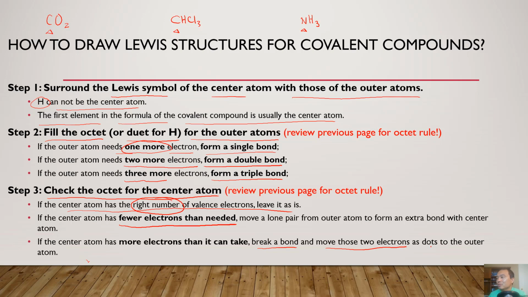So let's go over this using the 3 examples as you see over here. First, CO2. Second, CHCl3. And the last one, NH3. Step 1, you surround the center atom with outer atom Lewis symbols. In CO2 and CHCl3, that's the center atom carbon, and in ammonia NH3, that's the center atom nitrogen.